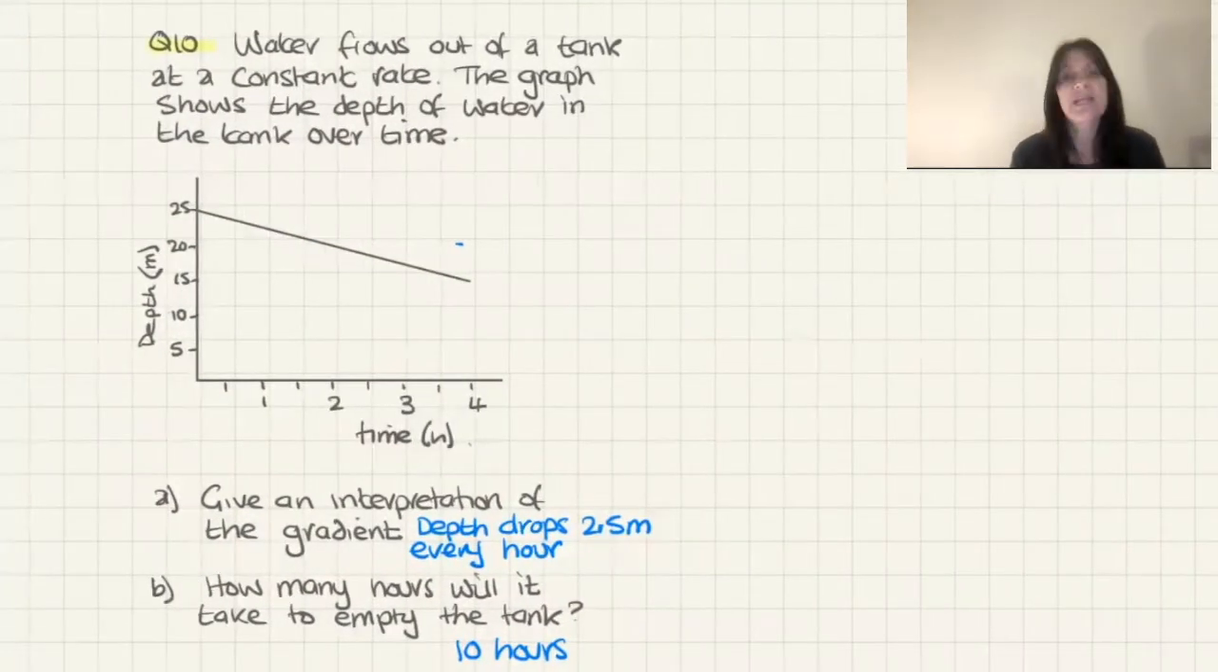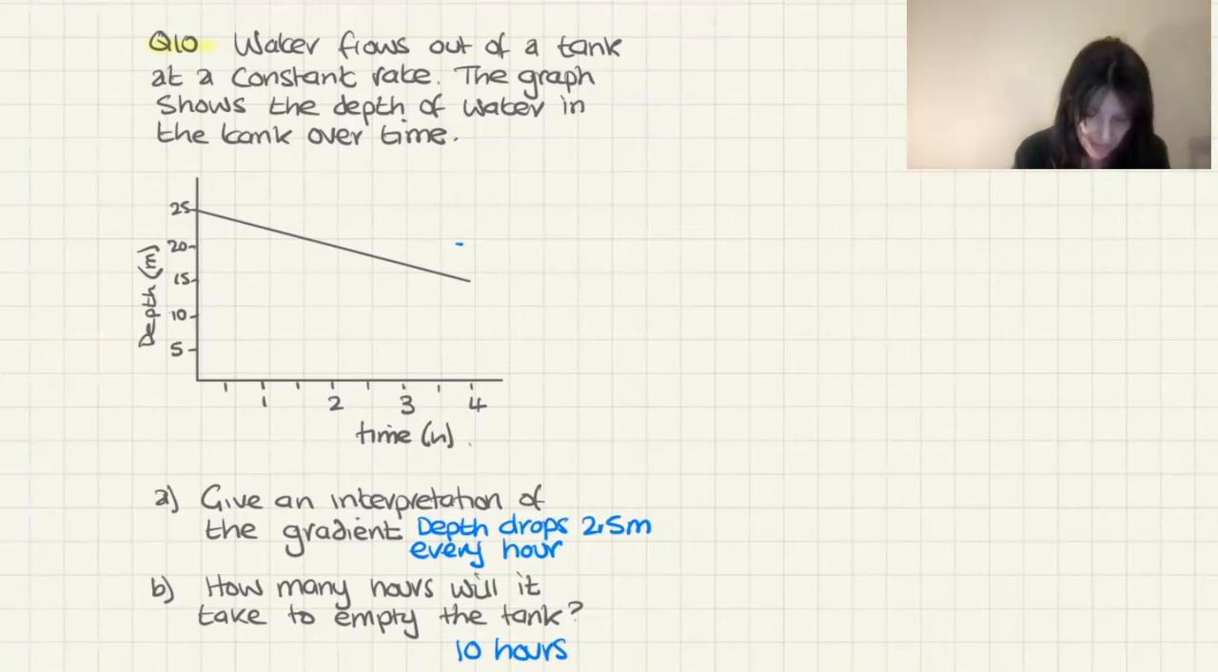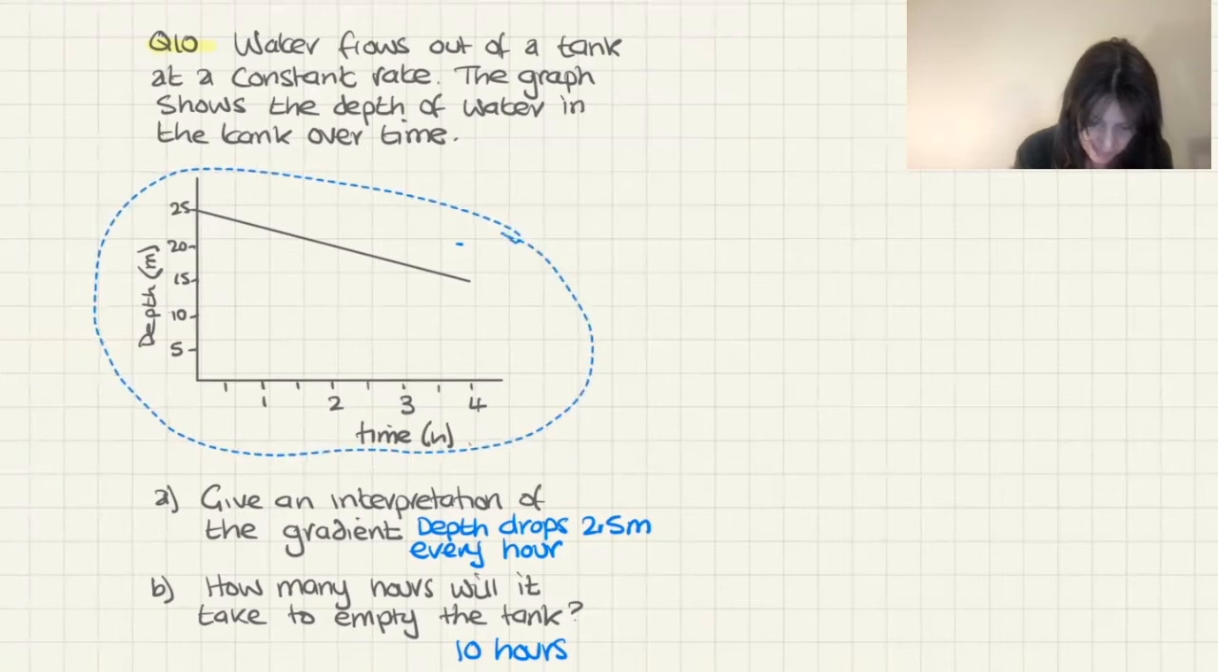So we've got a graph that tells us water flows out of a tank at a constant rate. The graph shows the depth of water in the tank over a period of time. And you had to give an interpretation of the gradient, okay? So again, this is nothing more than your rise and run. Let me just get the graph so it's on the squares properly.